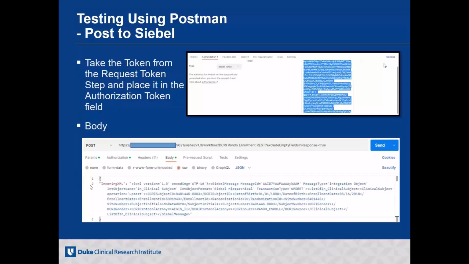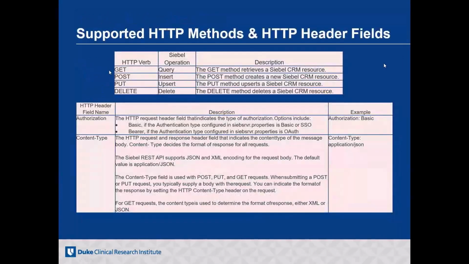So that's the rule, and I like the protocol. Now it's Siebel message XML via JSON. That's quite unique. And so these are the supported methods and headers that I got from Bookshelf.